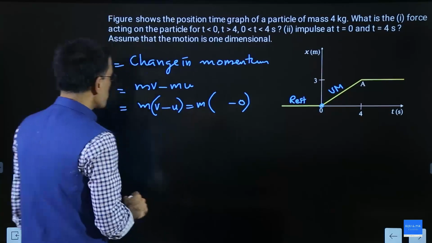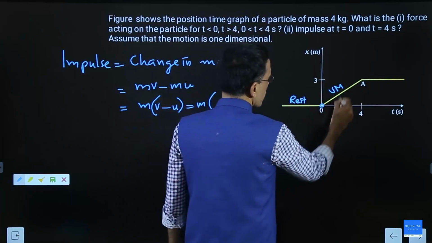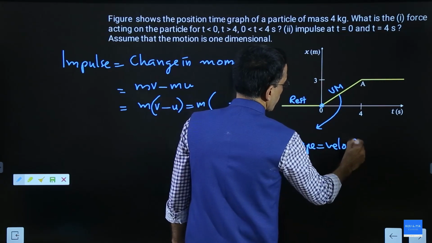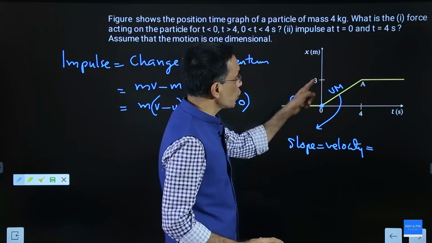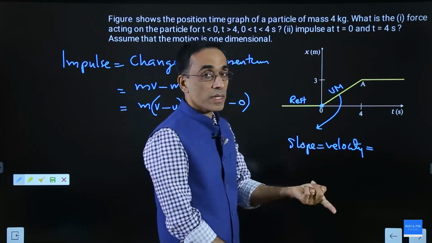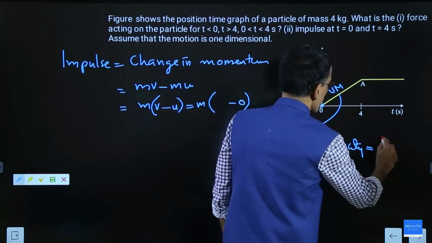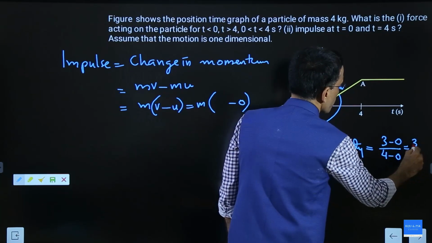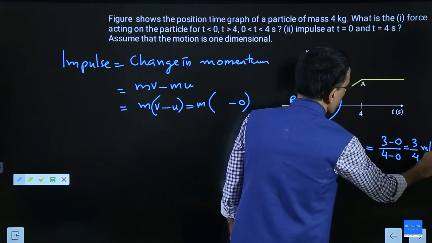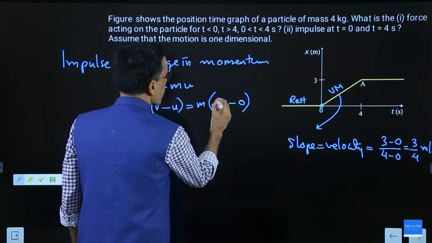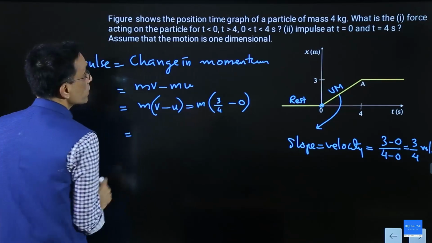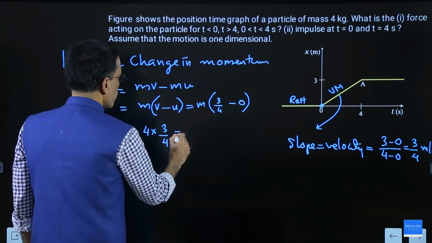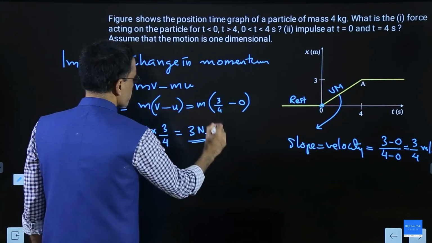Velocity is the slope. Okay. So we can say the slope of this thing is velocity, and we studied that (x2 minus x1) by (t2 minus t1) is the velocity. So that gives you (3 minus 0) divided by (4 minus 0), which will give you 3 by 4 meter per second. That is the velocity. So I should write here, 3 by 4. And what is the mass of the body? Mass is 4 kilograms.